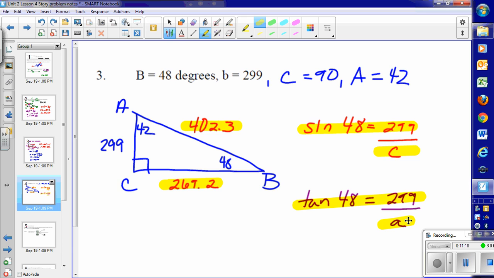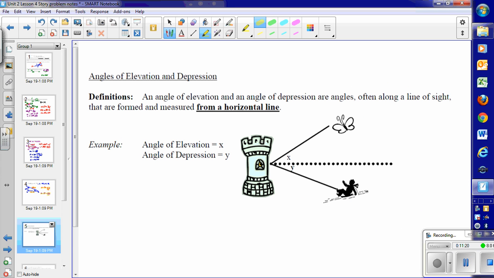The last part of our lesson is about angles of elevation and depression. And these are very similar ideas. The only distinction between elevation versus depression has to do with whether you're looking up or looking down, okay? So elevation is going up, depression is going down.